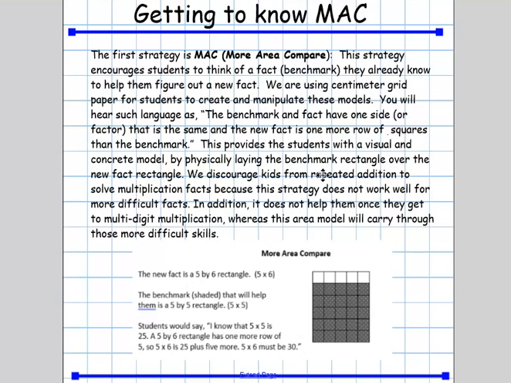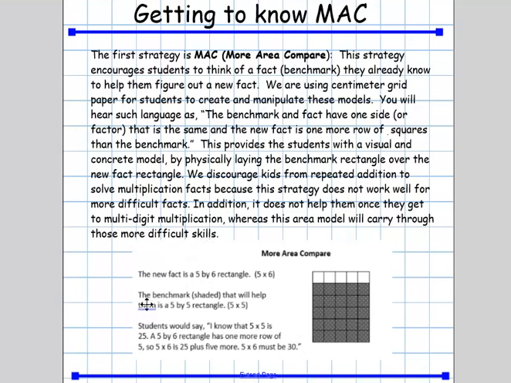We discourage kids from repeated addition to help solve multiplication facts because this strategy does not work well for more difficult facts. In addition, it does not help them once they get to multi-digit multiplication, whereas this area model will carry them through those more difficult skills.